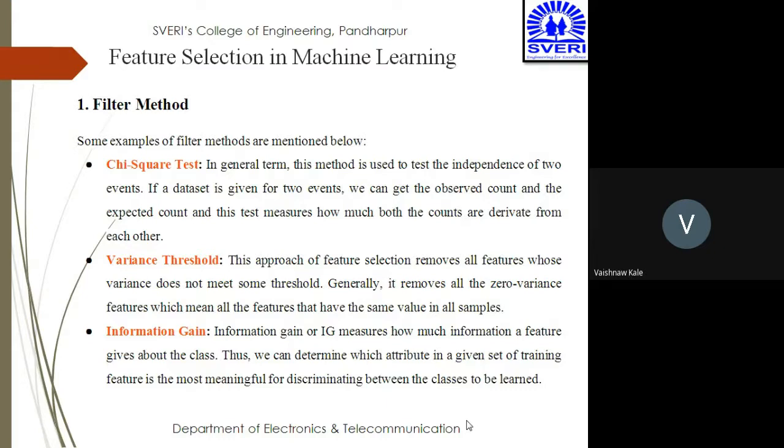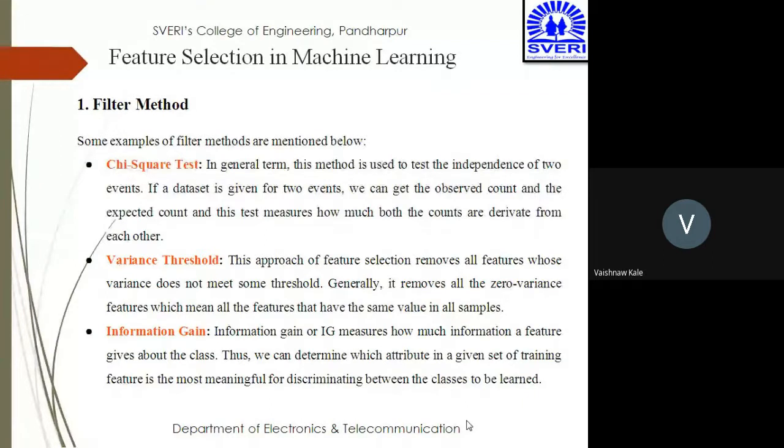सीधी सीधी सी बात है, if the data set is given for two events, we can get observed count and the expected count. यानी कि observed count और expected count measure करने का काम chi square test करता है. This test measures how much both the counts deviate from each other. Then second is a variance threshold.